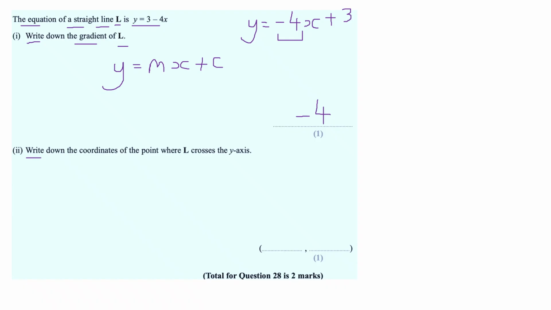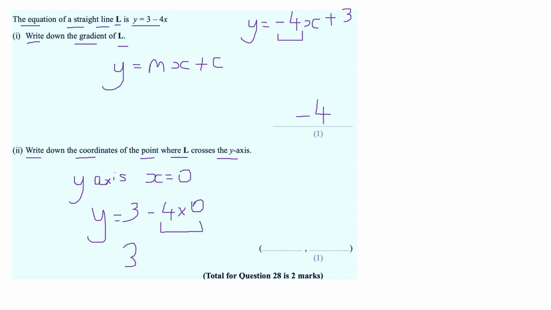Next up, write down the coordinates of the point where L crosses the y-axis. Well, the y-axis is the line x equals 0. So I'm going to substitute in x equals 0 into my equation. When I do that, we get y is equal to 3 minus 4 times 0. Again, adopting our BIDMAS or BODMAS rules, 4 times 0 is 0, so we have 3 minus 0. 3 take away 0 is going to be 3. So the answer we get is 0, 3.